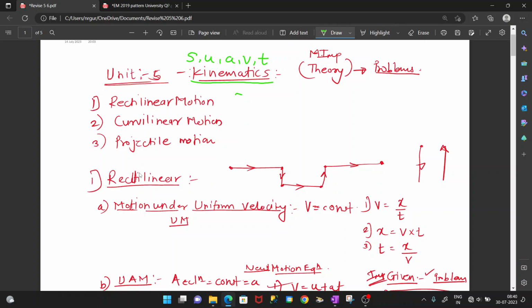So rectilinear motion is divided into four types. First one is motion under uniform velocity. We are calling it a uniform motion. The formula we are using here is very simple, that is v is always constant here, and v is equal to x upon t. Therefore, if we rearrange the terms, we can get these formulas. Only based on these formulas, this first type will be there.